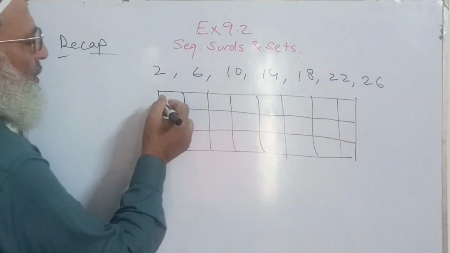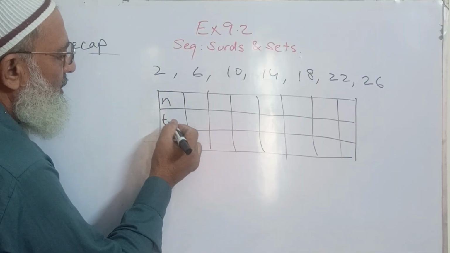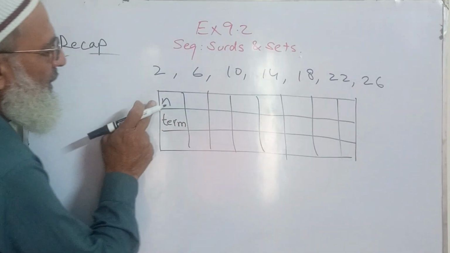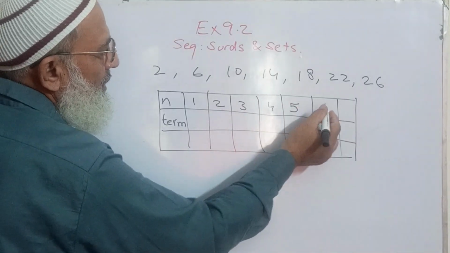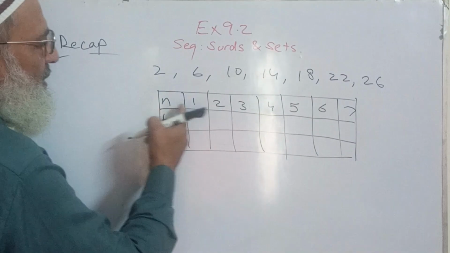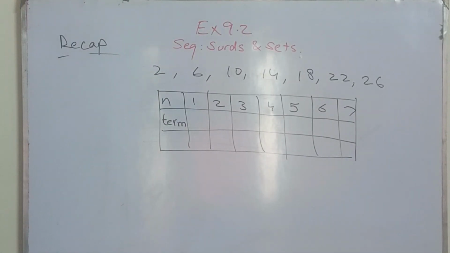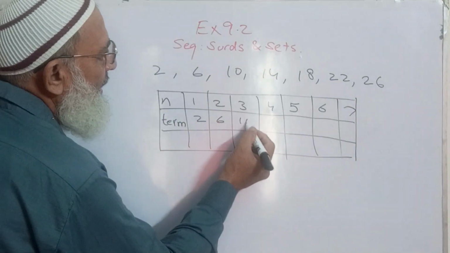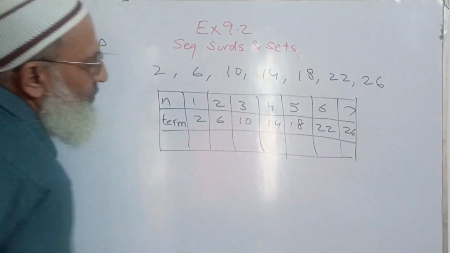Okay. Now this is your n. This is your term. And what we will write here, I'll tell you. You see that this is 1, 2, 3, 4, 5, 6, 7. A straight counting. N is a straight counting, and it can go up to wherever you want. So the terms are 2, 6, 10, 14, 18, 22, and 26.